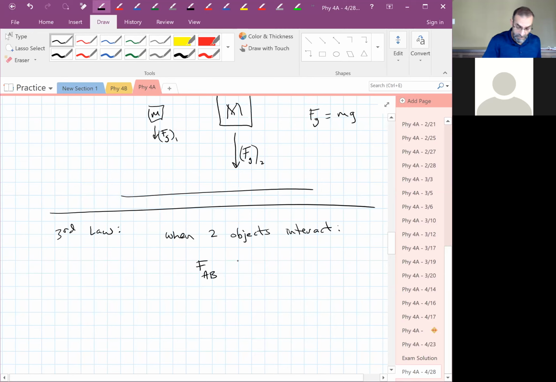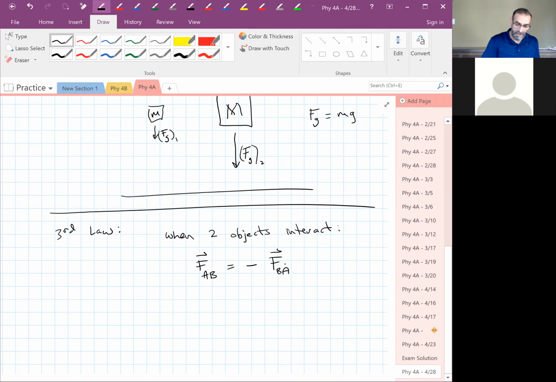When object A and object B interact with each other, the force from A on B is equal and opposite to the force from B on A. If A pushes on B 2 newtons to the left, B pushes back on A 2 newtons to the right. Forces from a single interaction are always equal and opposite to each other.